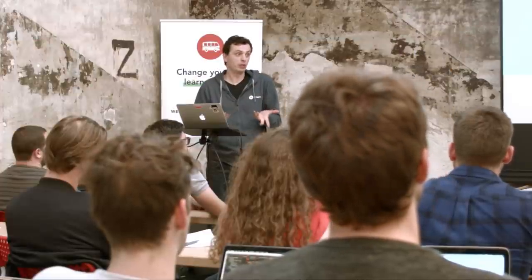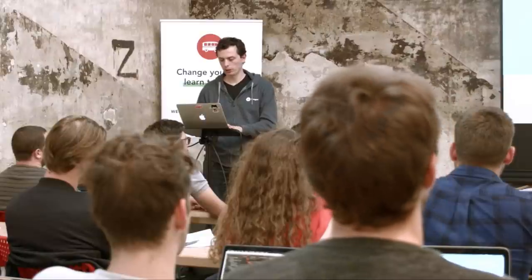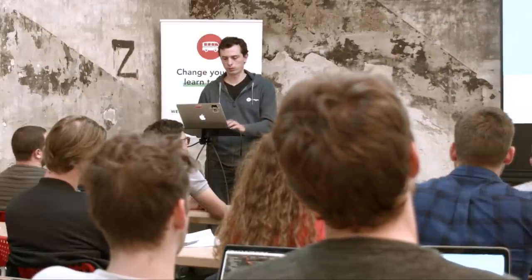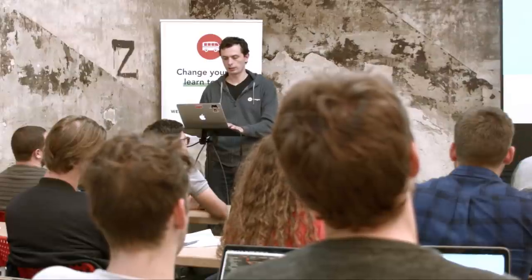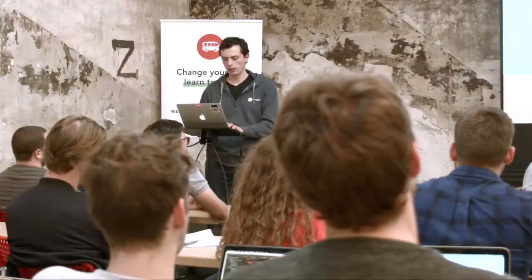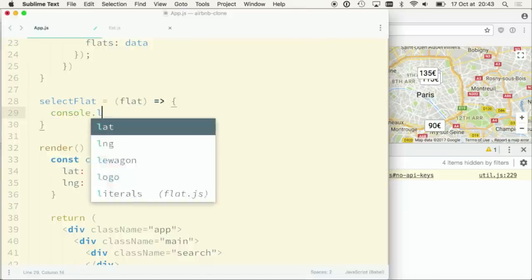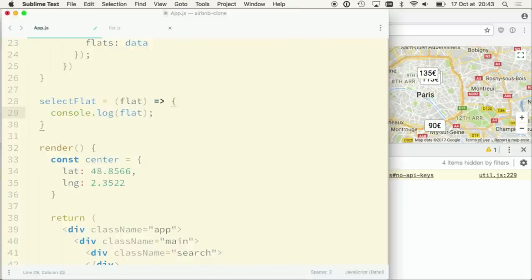That's something we need to create, right? So here, I create a selectFlat function, like that. And selectFlat will take a flat and change the state. Before we actually do stuff, let's log and make sure that everything is wired.